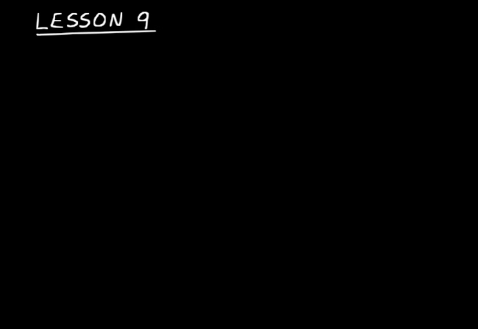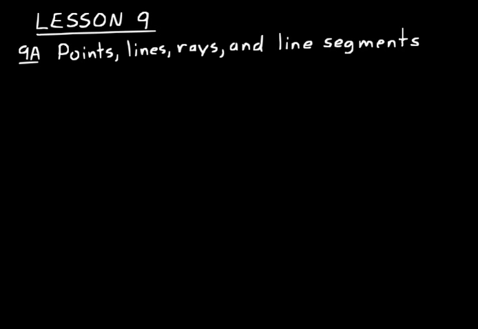In Lesson 9, we'll be reviewing points, lines, rays, line segments, angles, and perimeter. Now, Part A is on points, lines, rays, and line segments, and the reason we talk about all these together is because they all have some things in common.